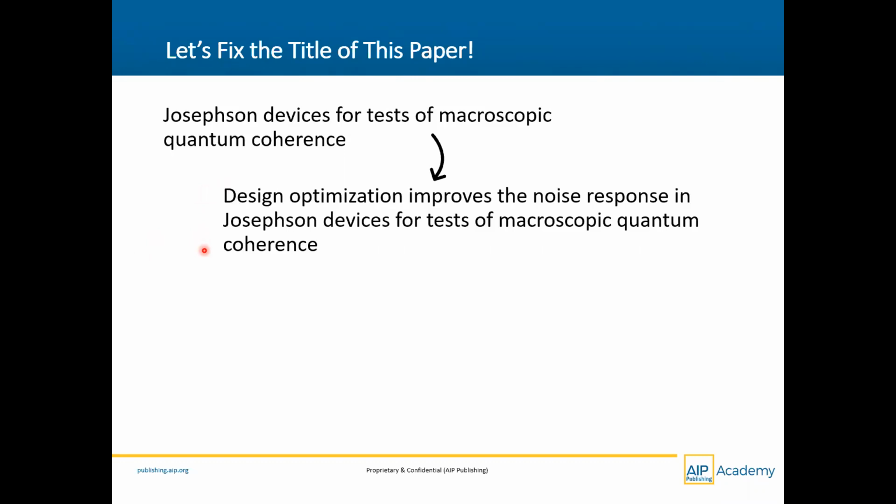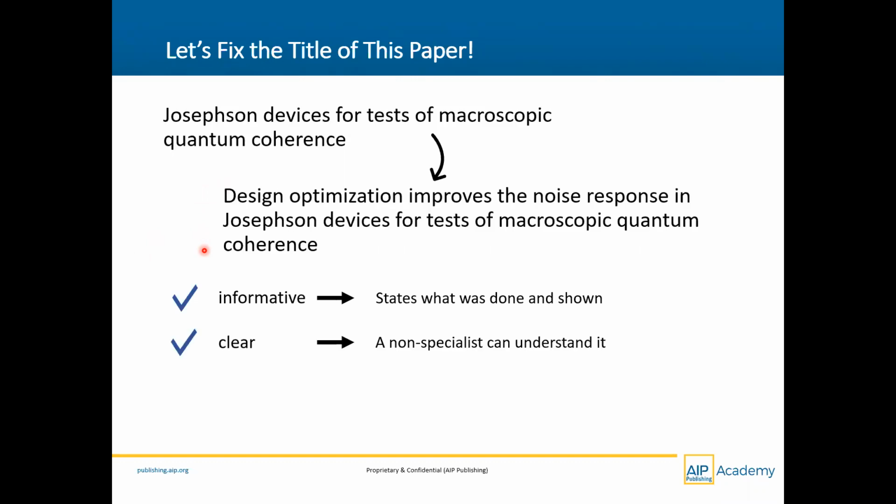of Macroscopic Quantum Coherence. By making these adjustments, we've now made this title more informative. It states what has been done and shown. It's clear and non-specialists can understand it. It's accurate. It's still understood by specialists, and it's still concise.